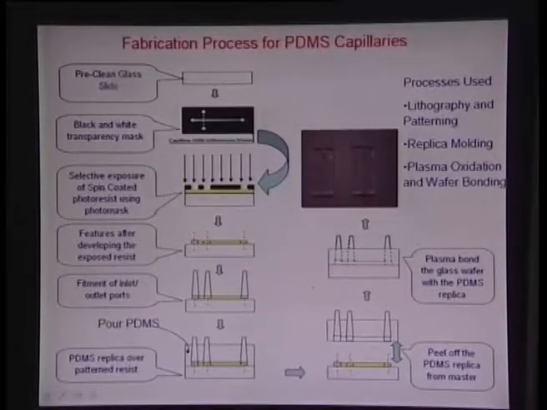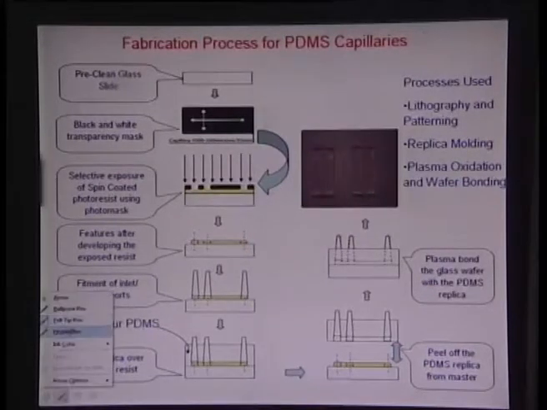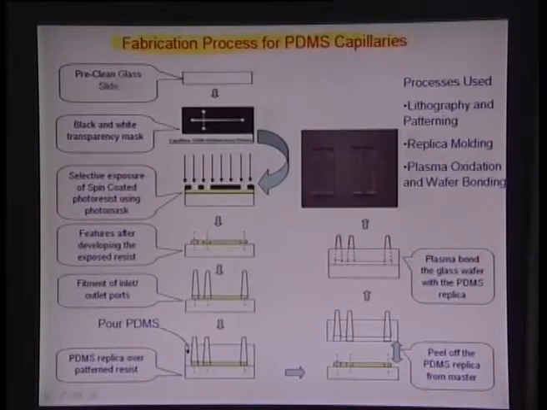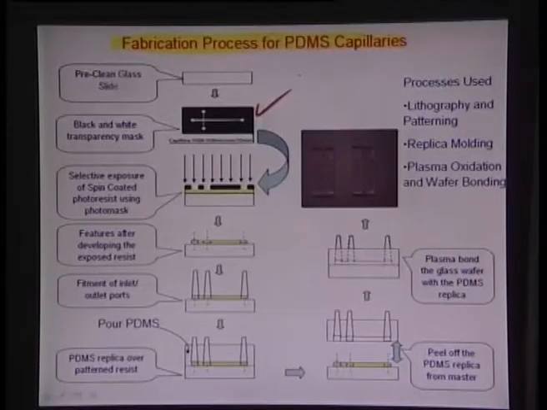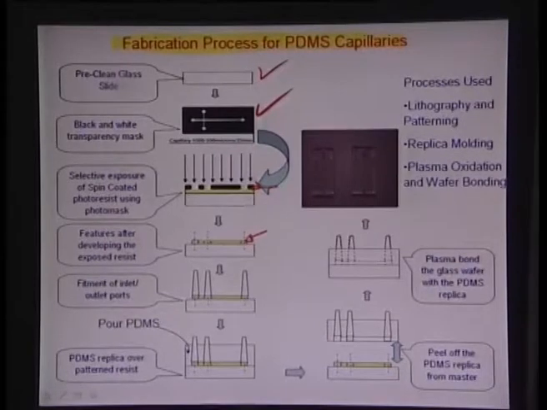So the way you make these devices using fabrication strategies for microfabricated PDMS glass capillaries is in the following manner: you take a mask here and you pre-clean a glass slide, then spin coat some photoresist material and expose selectively using this black and white transparency mask, so that you can create these features on the photoresist material. This is a negative tone photoresist, maybe SU8 obtained from a company called Microchem.